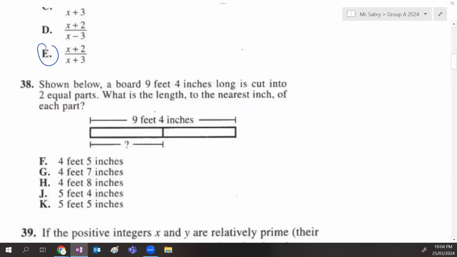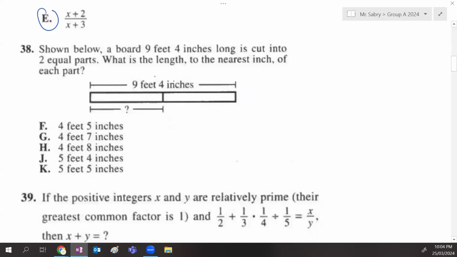88. Shown below, a board of 9 feet 4 inches long is cut into 2 equal parts. What's the length to the nearest inch of each part? Now, we should be given the rate of change, and 1 foot is equivalent to 12 inches. That's the rate of change to change from feet to inches.